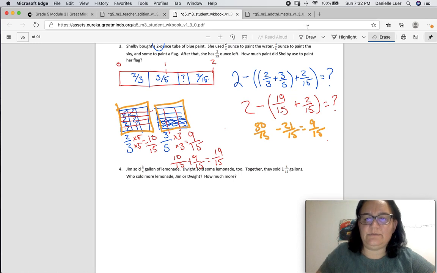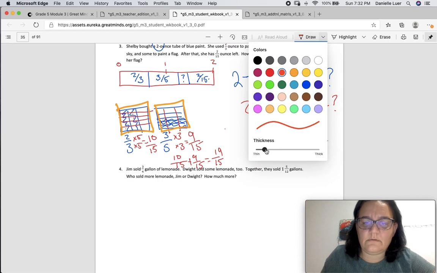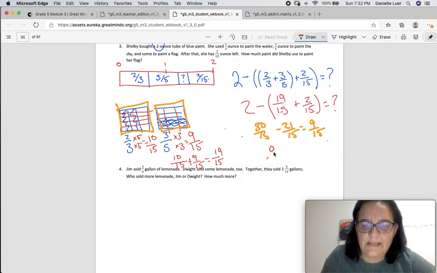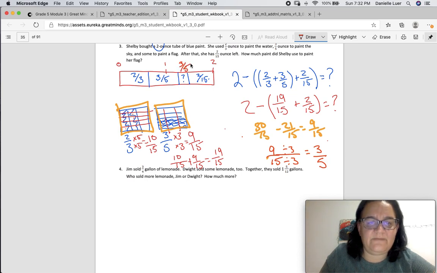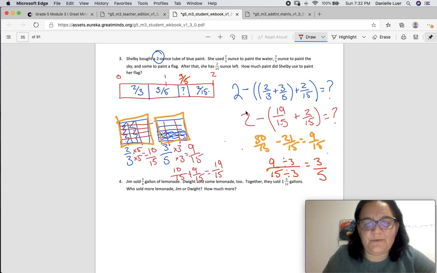So I'm going to use, okay, 9/15, and I'm going to divide the top and the bottom by 3 because 3 will go back into both of those equally. So equals 9 divided by 3 is 3. 15 divided by 3 is 5. It's 3/5. So here's my answer, 3/5. Okay, good. All right, and you can check your own work if you'd like to. Just add those up, and they should equal 2.